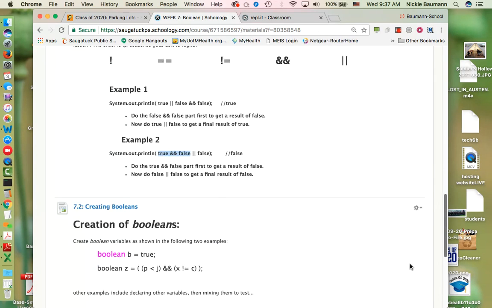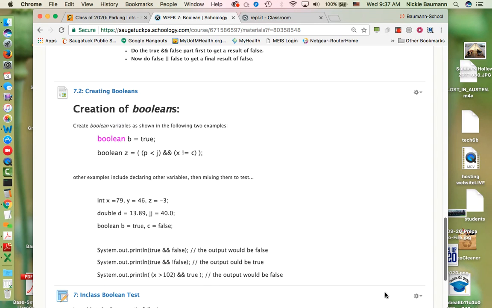And then if we're going to create our Boolean or declare it, we declare it like we would if we were declaring any kind of variable. Instead of using integer, instead of using double or string, we're going to use the word Boolean, and that's going to come before the variable. So we'll go ahead and do an example.